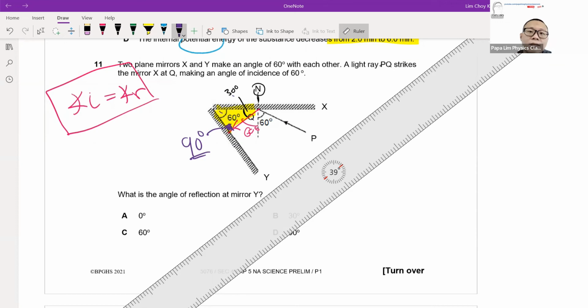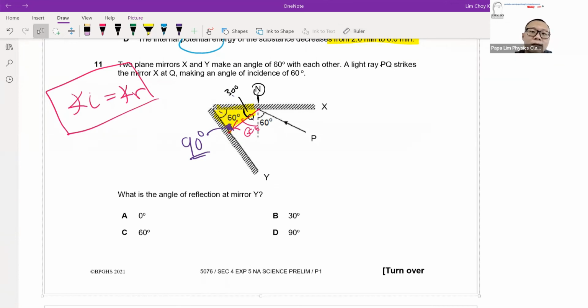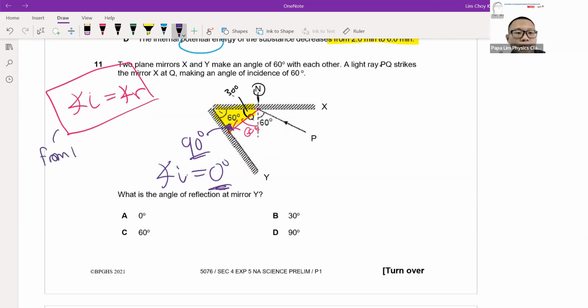Okay, so the angle that hit the ray will hit mirror Y at 90 degrees. Now, 90 degrees is what we know as perpendicular to the mirror, so the angle will actually be 0 degrees. Remember, when you look at angles of reflection, the angle of incidence is always measured from where? From the normal to the ray itself. So take note of the way I measure.